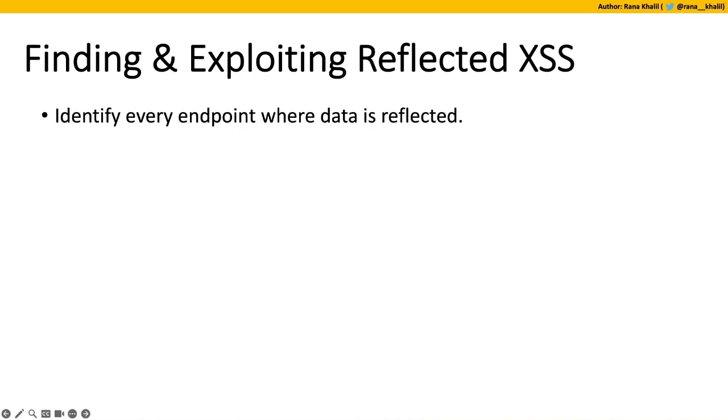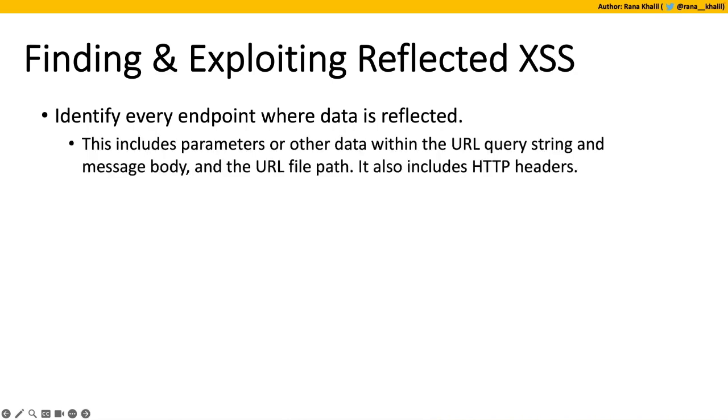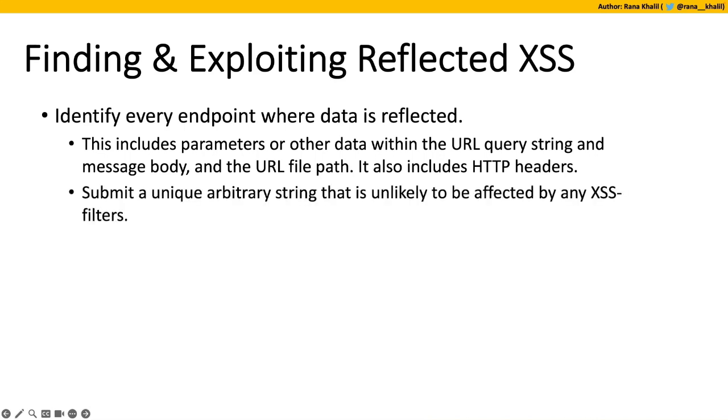The first thing that you want to do is identify every endpoint in the application where user-supplied data is reflected in the response. This includes parameters or other data within the URL query string, the URL file path, and even in some cases, HTTP headers. Now, the way you would do that is you would submit a unique arbitrary string that does not appear anywhere in the application and is unlikely to be affected by XSS-specific filters.